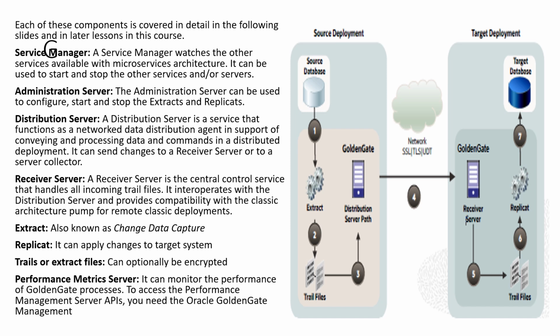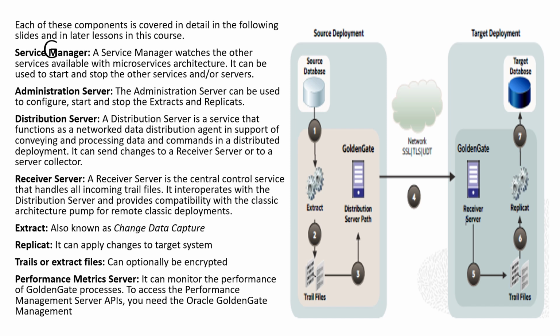So the distribution server is a service that functions as a network data distribution agent in support of conveying and processing data and commands in the distributed deployment. It can send changes to the receiver server or to the server collector. Okay, now come to the receiver server. The receiver server is a collector process. The collector process was there earlier in the classic architecture. It is very similar to the collector process, which will receive your incoming trail files.